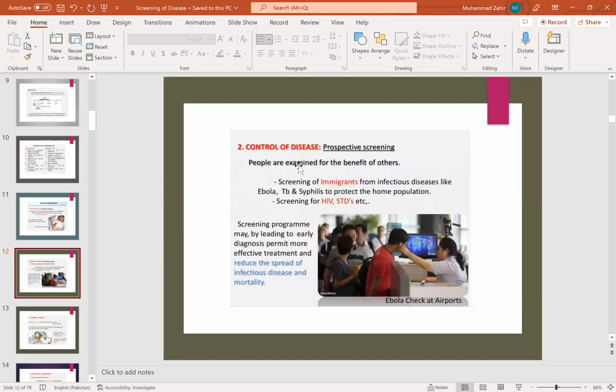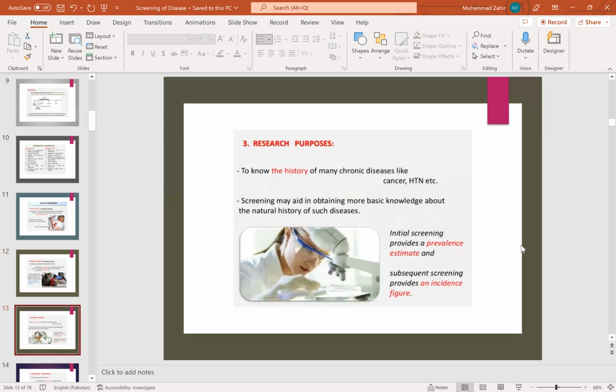Second is the control of disease, which is prospective screening. People are examined for the benefit of others. For example, screening of immigrants for infectious diseases like Ebola, TB, and syphilis to protect the home population, and screening for HIV, STDs, etc. Screening programs may, by leading to early diagnosis, permit more effective treatment and reduce the spread of infectious disease and mortality.